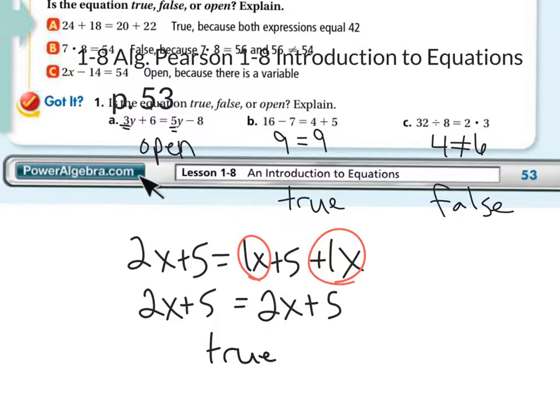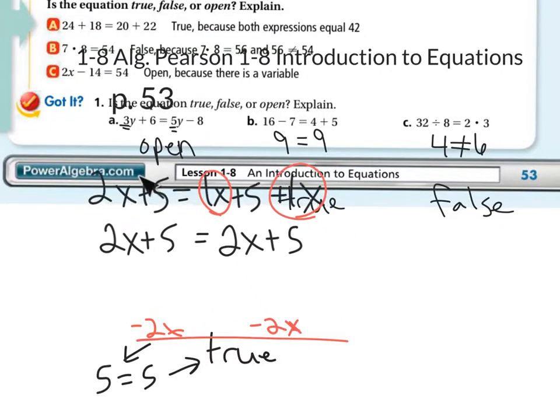If we were solving this equation, what we would do is subtract 2x on both sides. And if you do that, you get 5 equals 5. So that's a true statement. So this would actually be a true equation, which means any value of x that we put in would work.